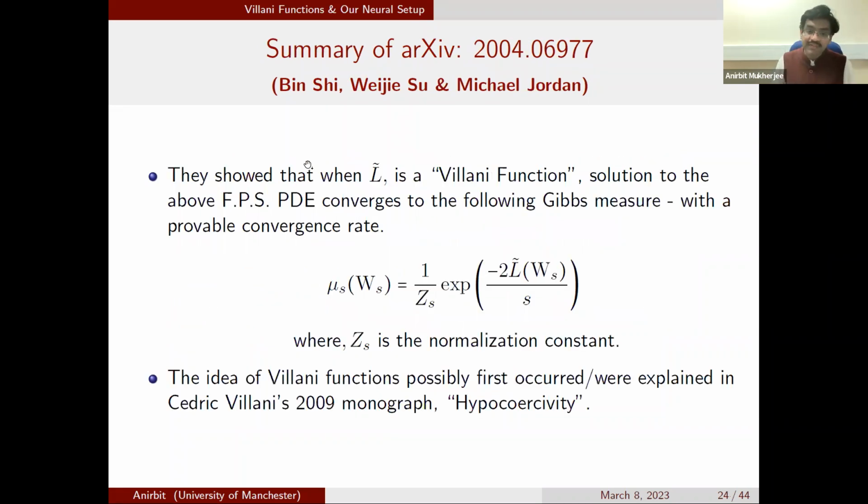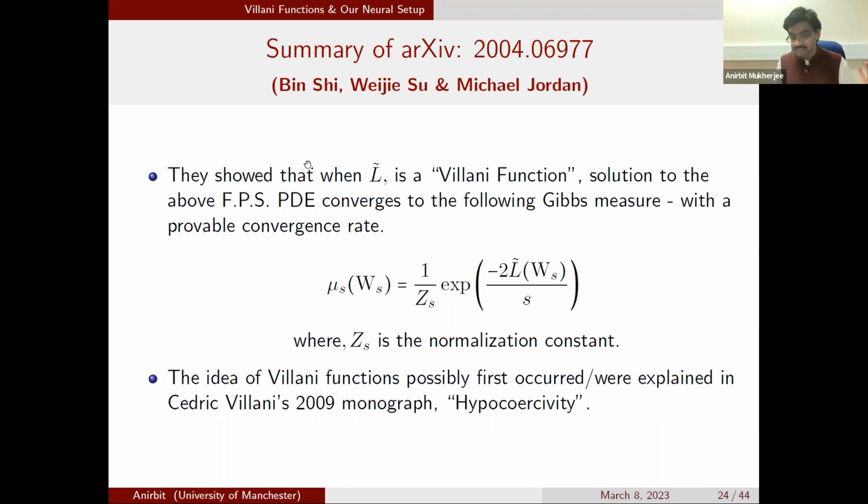And they had shown that when L tilde, the loss function, is a Villani function, the Fokker-Planck PDE converges to the Gibbs measure, which they could show is this particular Gibbs measure of the loss function. So if the Fokker-Planck is converging to the Gibbs measure, with high probability you're attaining the global minimum. That's the meaning of convergence here.